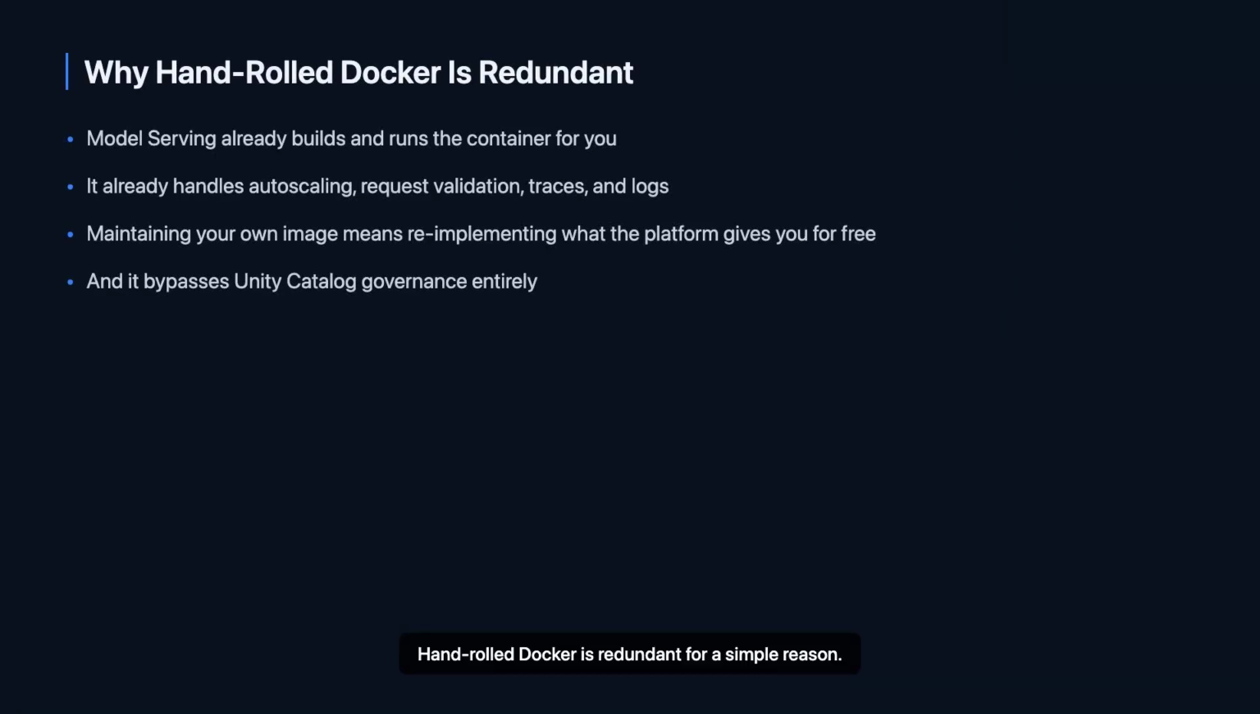Hand-rolled Docker is redundant for a simple reason. Model serving already builds and runs the container for you, using your pinned dependencies from log_model. It already handles auto-scaling, request validation, MLflow tracing, and log capture. Maintaining your own image means re-implementing what the platform gives you for free, and getting all of it slightly wrong. Worse, your custom container bypasses Unity Catalog governance entirely. There's no registered model, no version history, no permission boundary tied to the artifact.